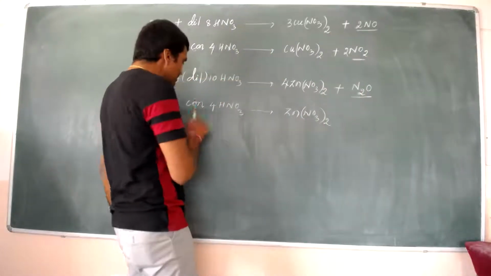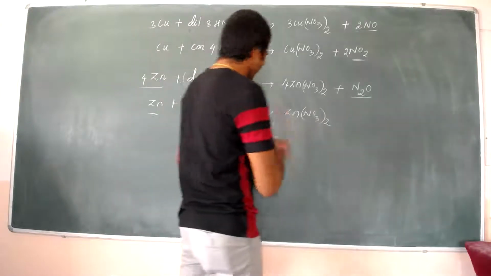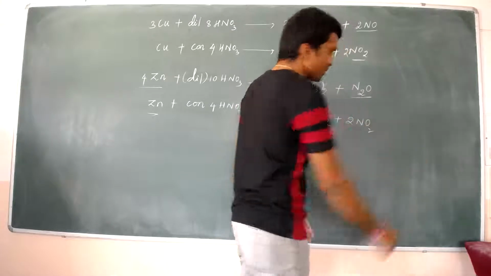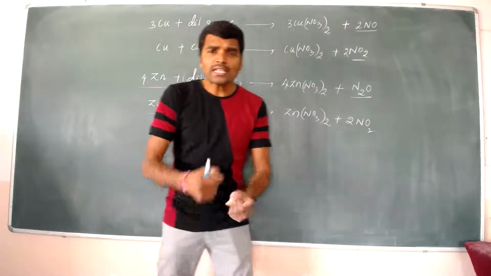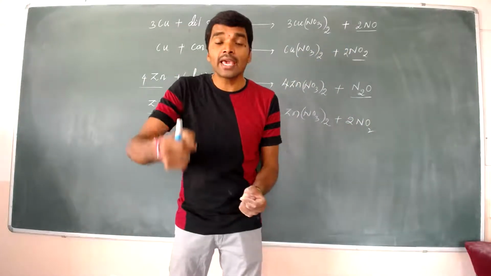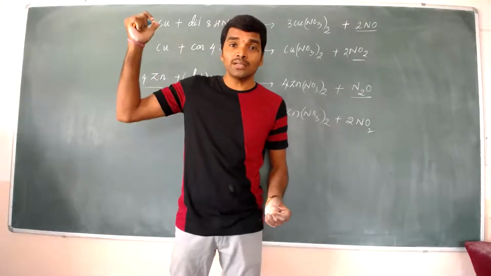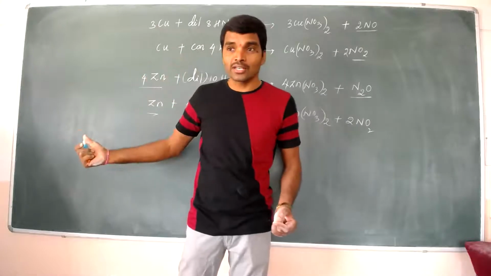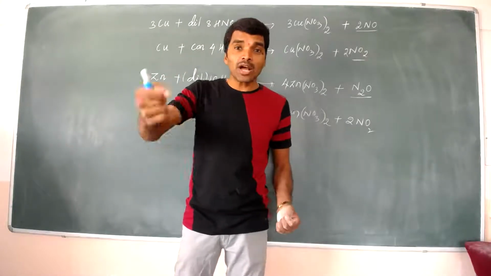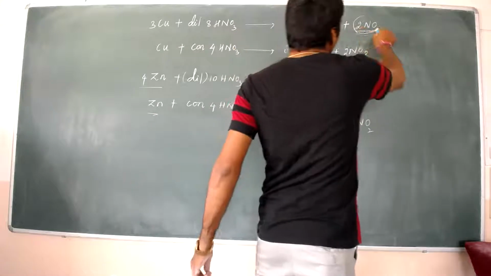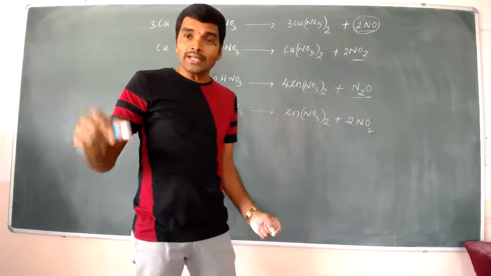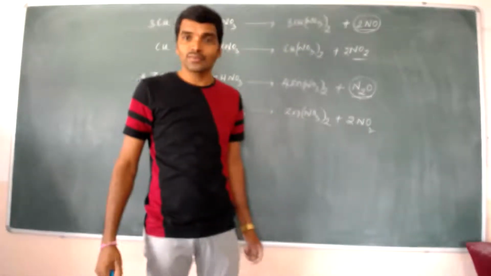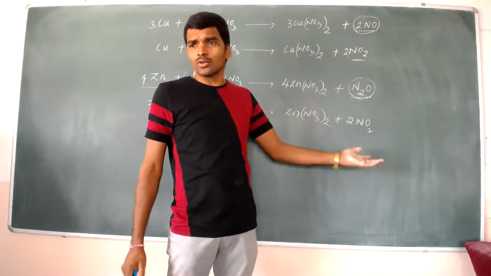Now when zinc reacts with concentrated HNO3, 2 moles of NO2 will be formed. So where does the difference come? The difference is in the reaction of diluted nitric acid with copper and diluted nitric acid with zinc. Diluted nitric acid with copper gives nitrogen monoxide. Diluted nitric acid with zinc gives N2O. With concentrated acid, NO2 directly.